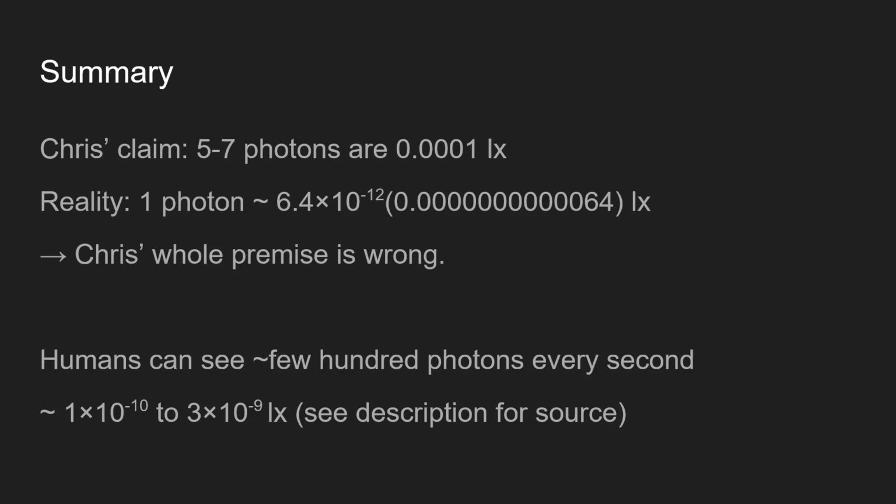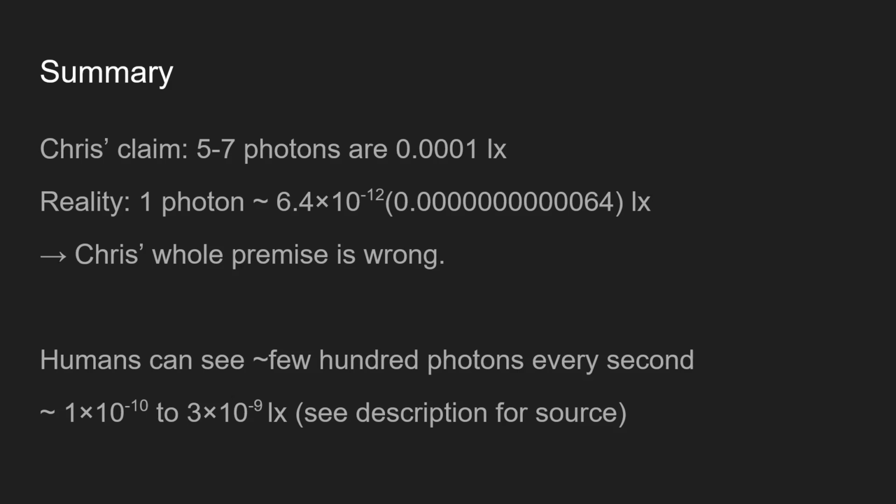The reality is that one photon is about 6.4 times 10 to the negative 12 lux. Thus, Chris's whole premise for all of his videos is completely wrong. At that point, you don't even have to watch the other videos. Of course, we will either way, and I will talk greatly about them. But either way, at this point, you wouldn't even have to watch the videos, as the whole premise is completely wrong.